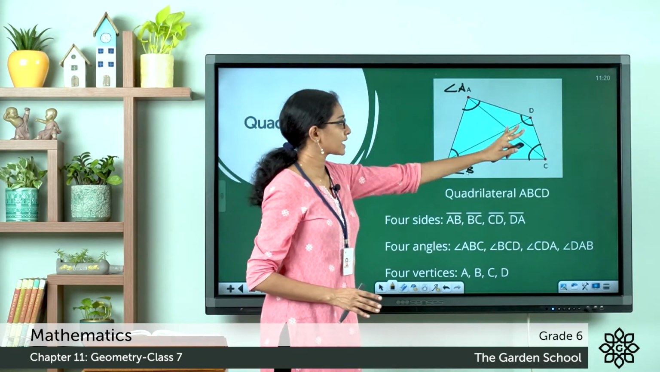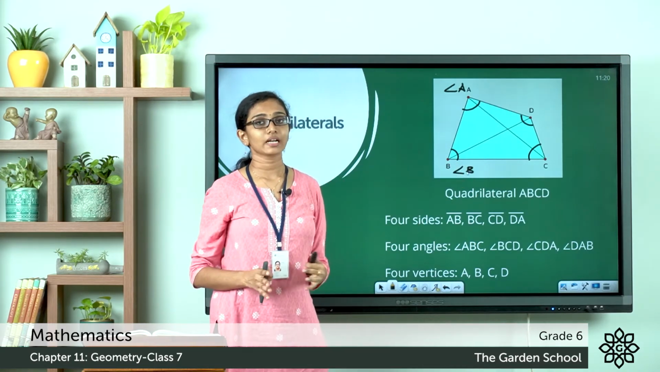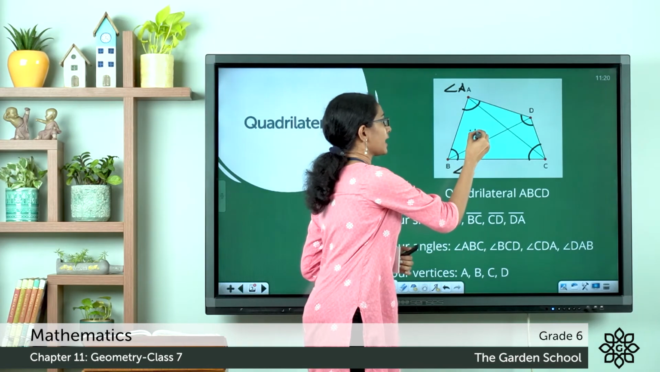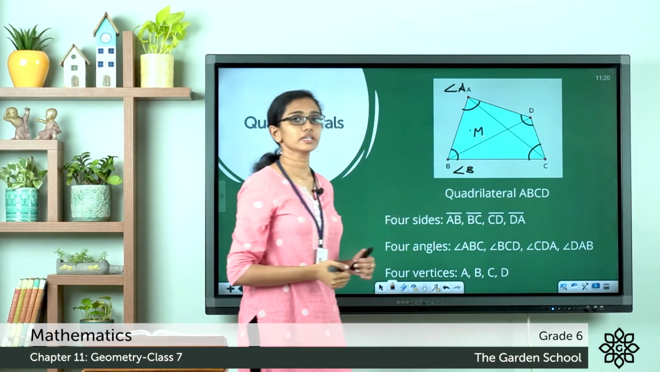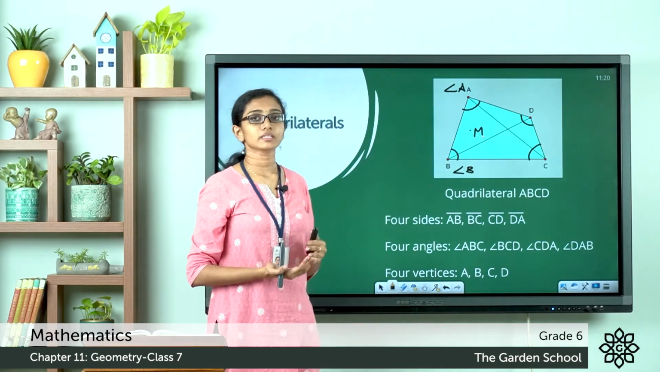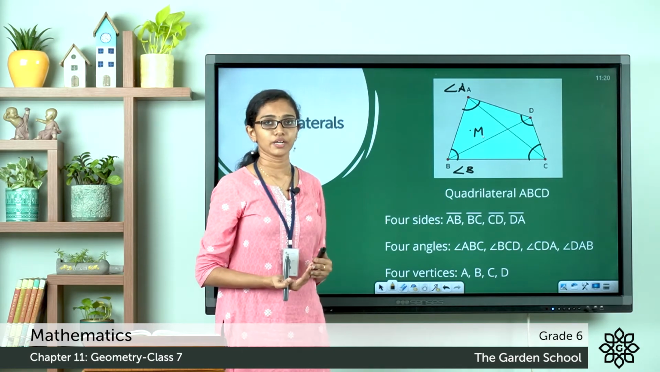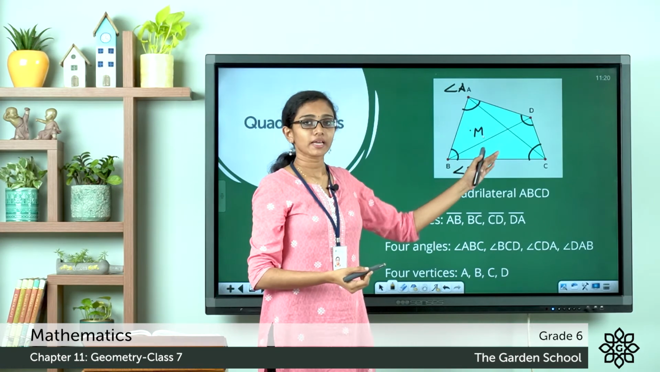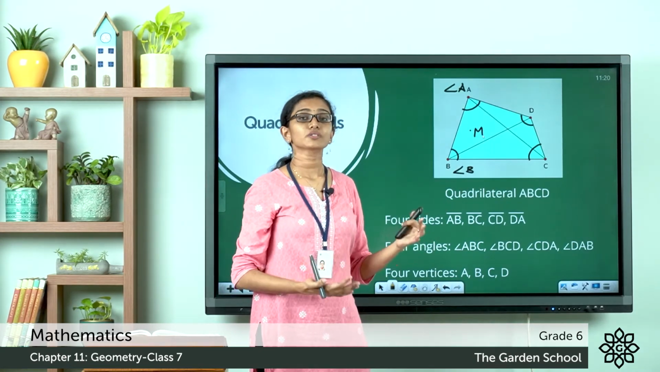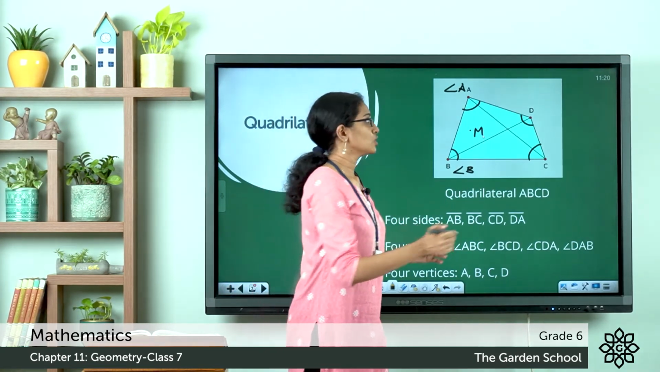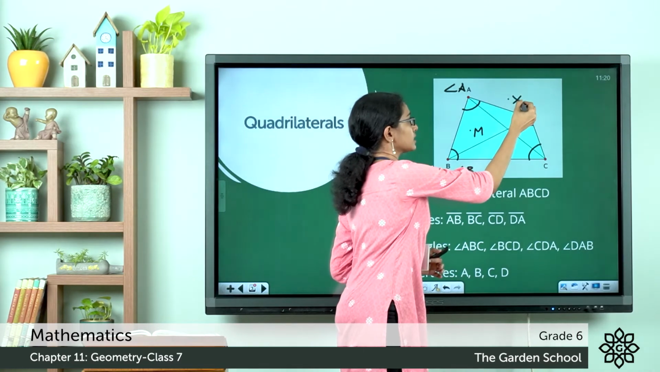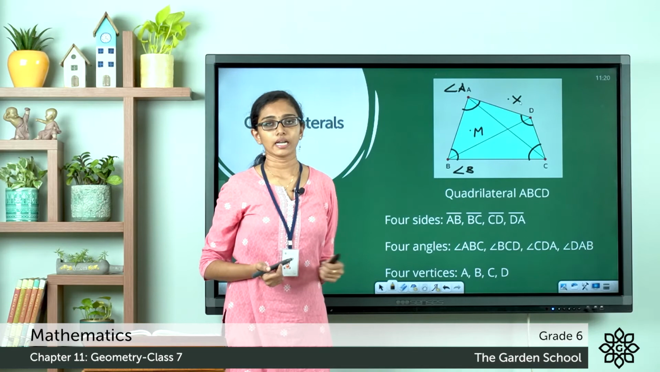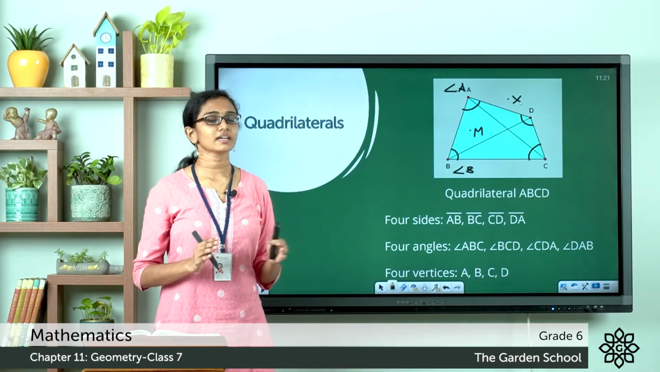Now, you see the shaded region enclosed by this quadrilateral, that's called the interior. So, if I mark a point M inside this region, we can say the point M is in the interior of this quadrilateral. Now, the region outside the space enclosed by the quadrilateral is called the exterior of the quadrilateral. So, if I mark a point X here, I can say the point X is in the exterior of this quadrilateral. So, I hope these are clear to you.